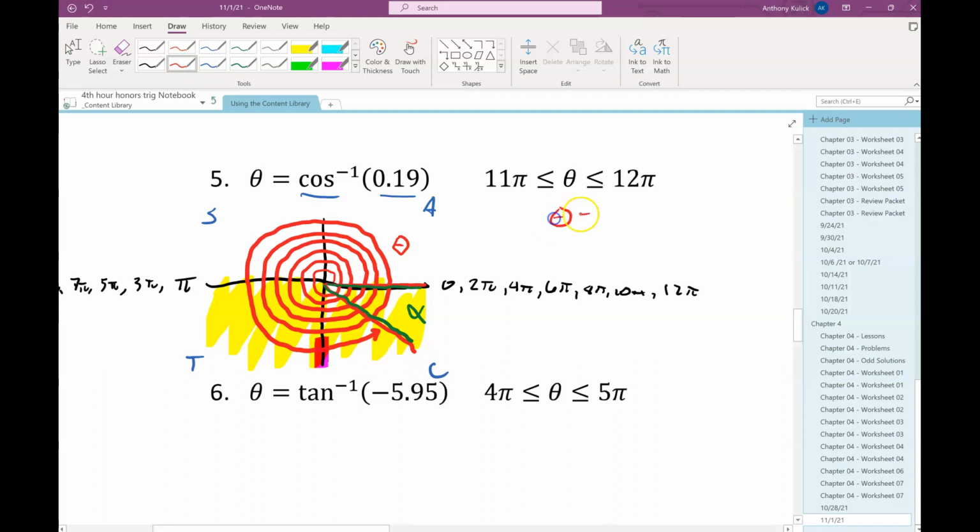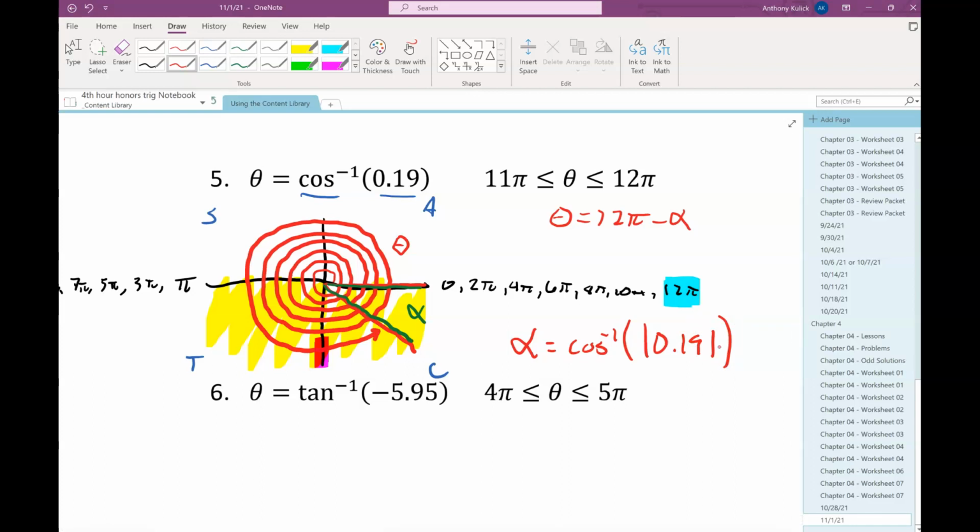So theta is going to equal the end of the x-axis that alpha is on, and then it's going to be minus alpha, where alpha is cosine inverse, absolute value, 0.19. Amy?